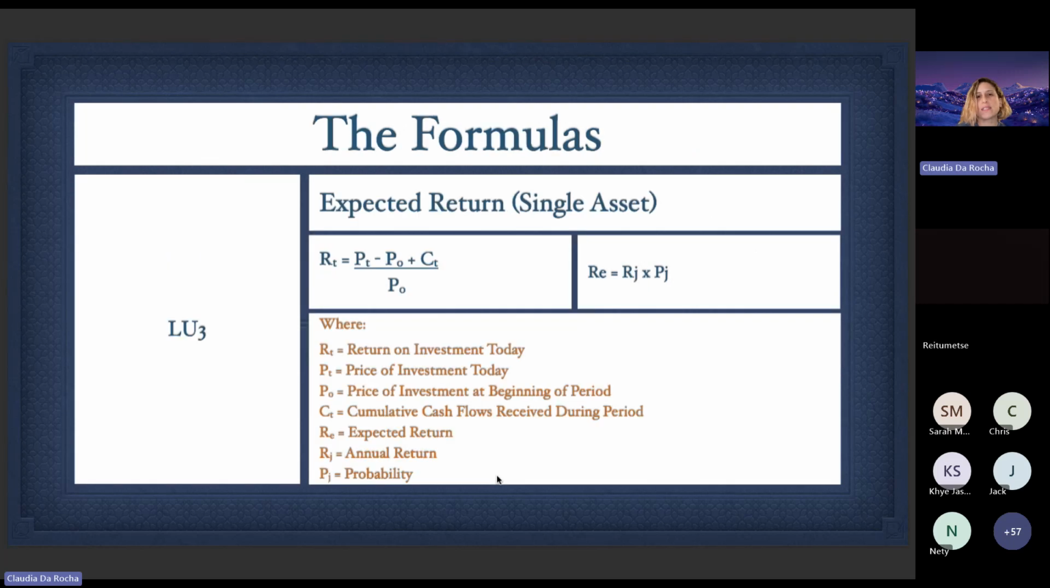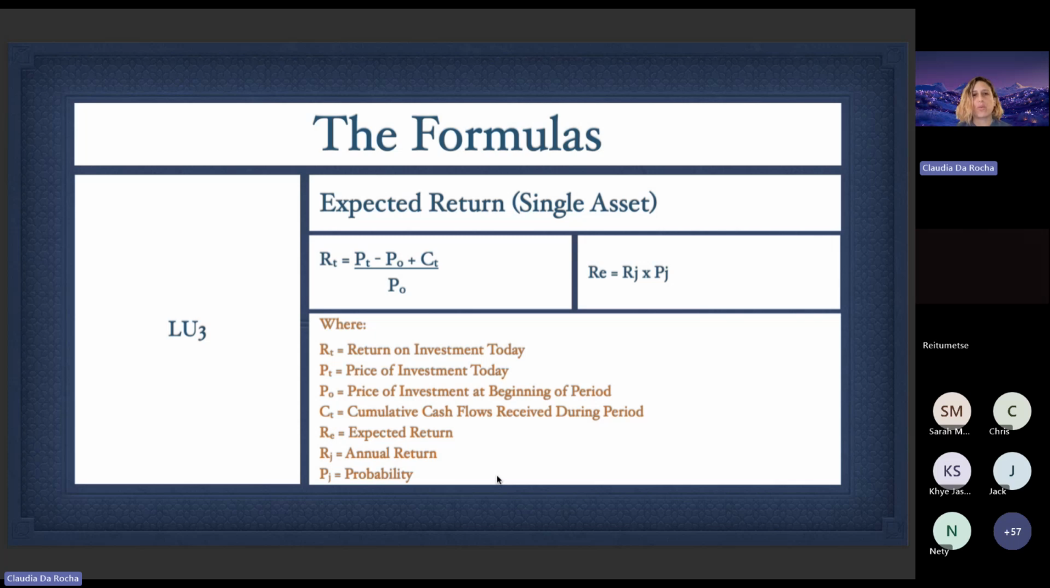All right, so formulas. I have again listed all the formulas applicable to learning units 3 and 4, and then I will unpack them on a whiteboard and mural just so that we can understand them a bit better. So I will do that.